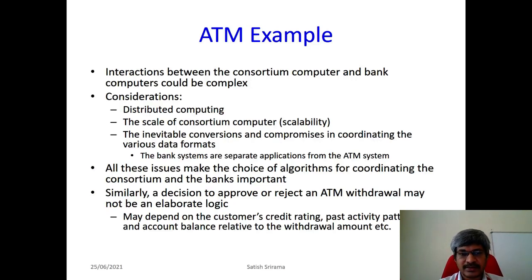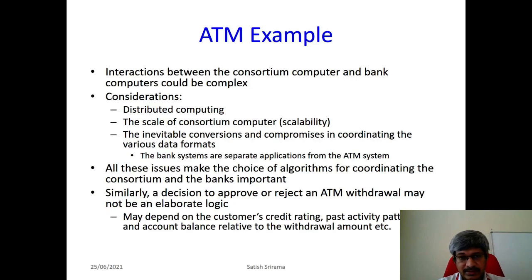Basically you need to coordinate across several data formats. Each bank may follow a separate data format. So that means the consortium computer has to have these inevitable conversations and compromises, coordinating these various data formats. These are all the things which you have to consider while finding the right algorithm for that. All these issues actually make the choices of algorithms for coordinating the consortium and banks very important. And not just that, of course, designing and developing those algorithms.